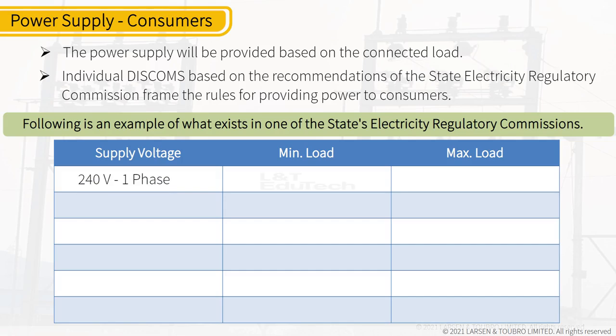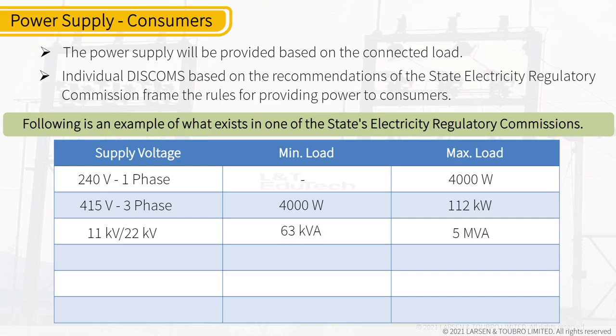A 240 volts single phase connection will be provided up to a maximum load of 4000 watts. A 415 volts 3-phase 4-wire connection will be provided for loads between 4000 watts and 112 kilowatts. An 11 kV or 22 kV 3-phase connection will be provided for loads between 63 kVA and 5 MVA. A 33 kV 3-phase connection will be provided for loads greater than 5 MVA and less than 10 MVA.